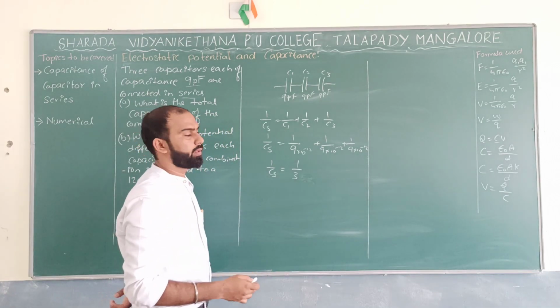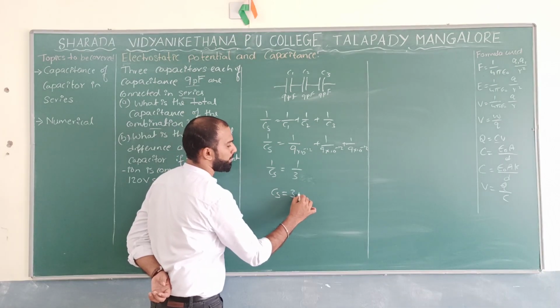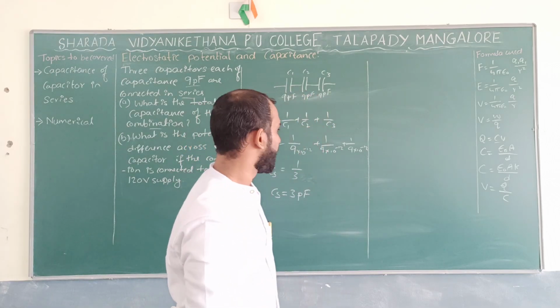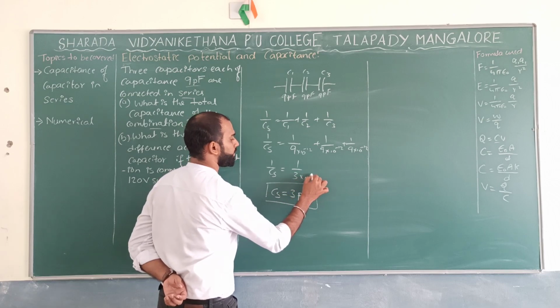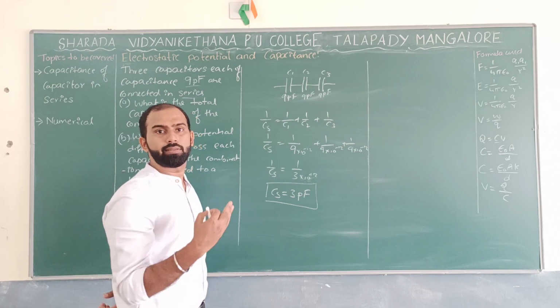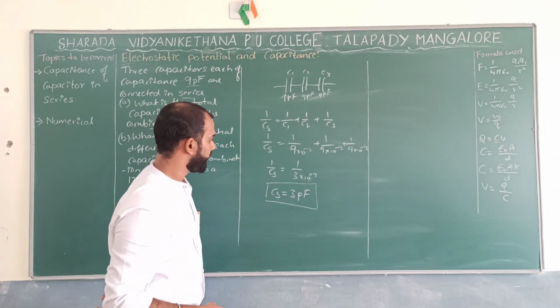Correct. Plus 12. So if I do with respect to Cs, what can I write? 3 picofarad I can expect. Correct? So this is how exactly we are supposed to get the combination of a series capacitance value when three capacitors are connected in series.